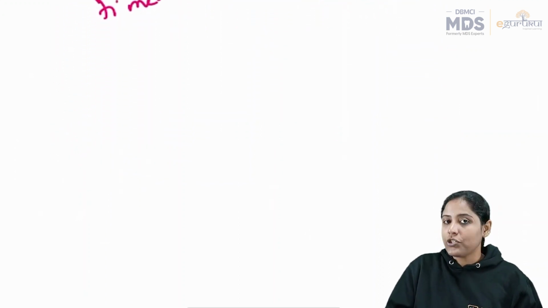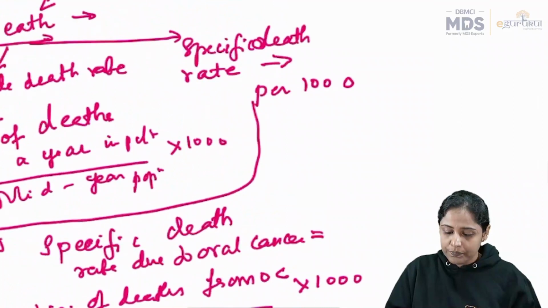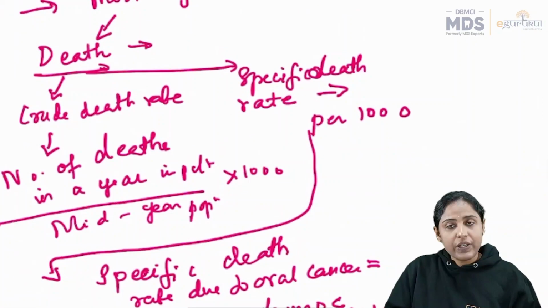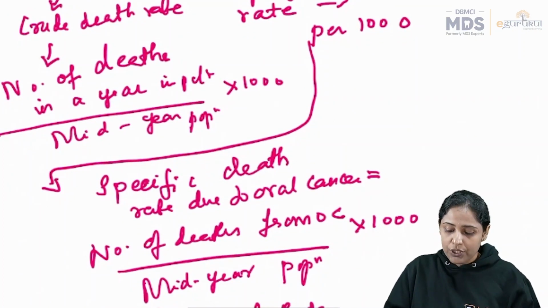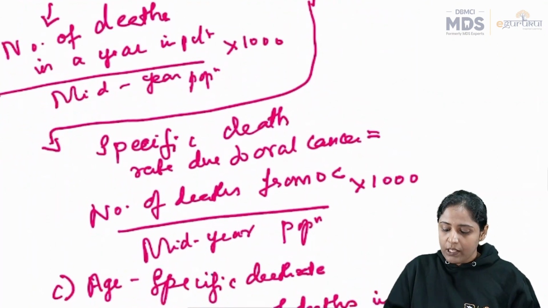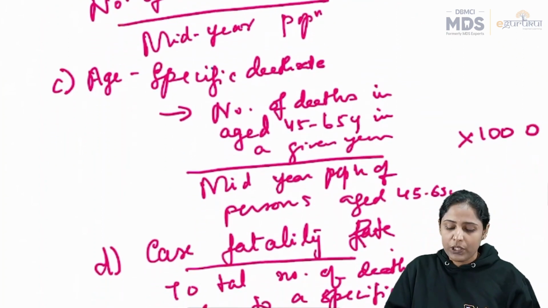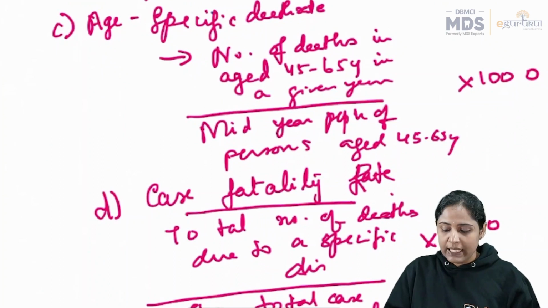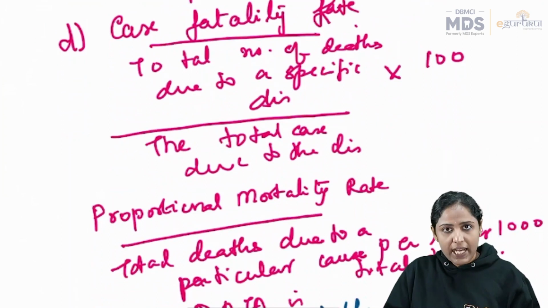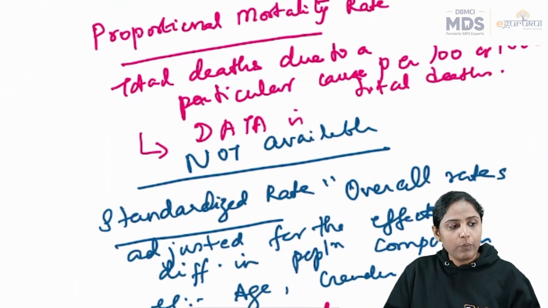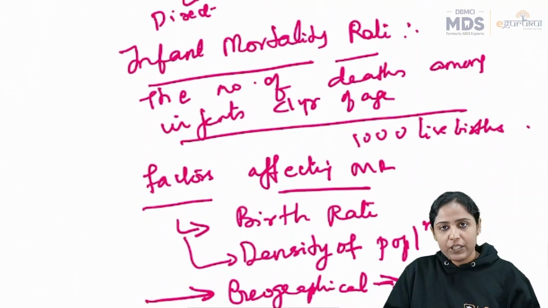Now we come to the measurements of morbidity. So what we saw were the measurements of mortality. We saw crude death rate, which is the number of deaths in a year in a population by mid-year population into 1,000. Specific death rates, for example due to oral cancer, is the number of deaths from oral cancer by mid-year population into 1,000. We saw age specific death rates, specific to a certain age. Then we saw case fatality rate, proportional mortality rate, standardized rates, and infant mortality rate.